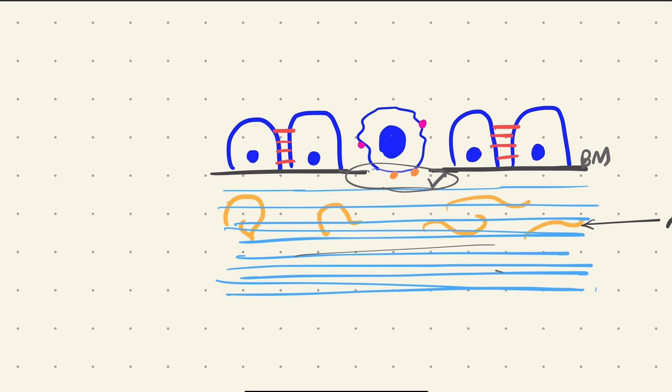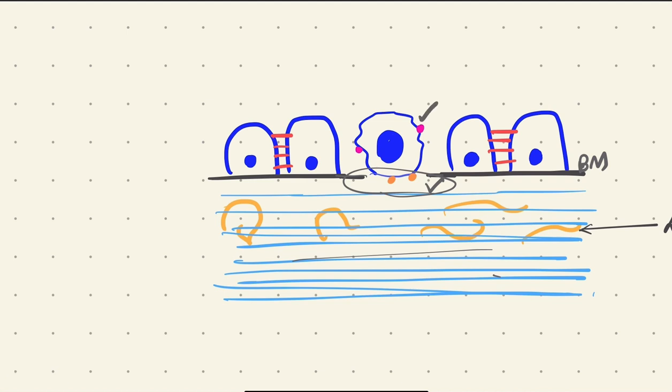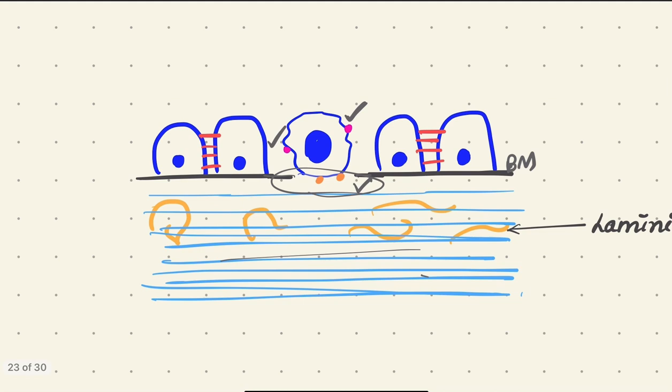To enter means it has to have a certain attraction for this ECM. To come and bind to the ECM, it has to have some attraction points. The attraction points are that it expresses these integrins. This pink color is the integrins. And what is the basement membrane made up of? Mainly collagen, and also laminin. Laminin is a glycoprotein helpful for migration. It has laminin and various other components which we'll discuss later.